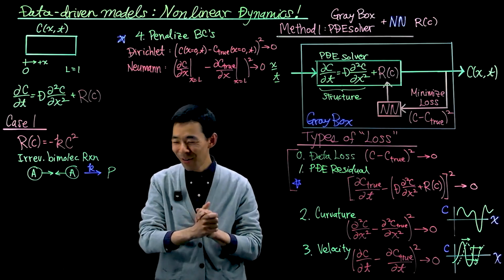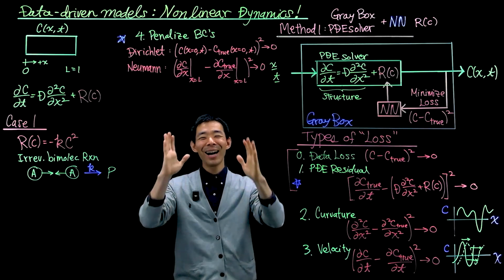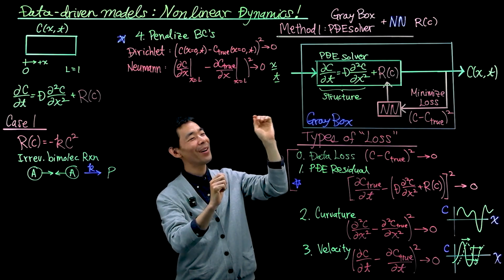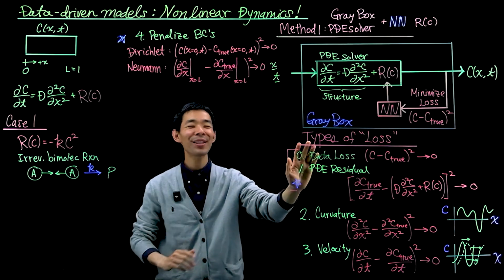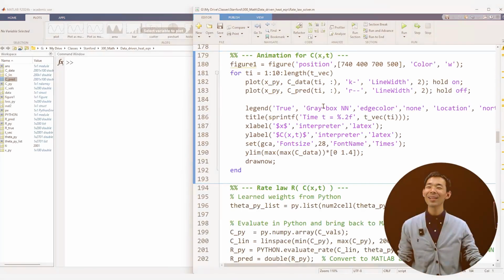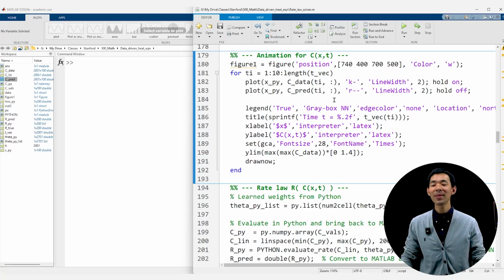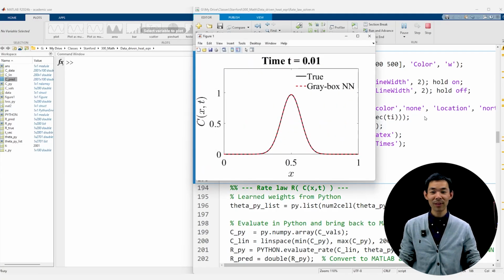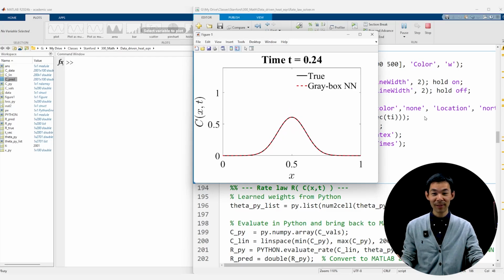All right, now the turkey is completely cooked. I've evaluated this gray box for this new loss penalty based on the residual of the PDE and also the data loss. Let's see what that looks like. So first, let's look at the final result, moment of truth, of the concentration as a function of space for different time points. Here it is.